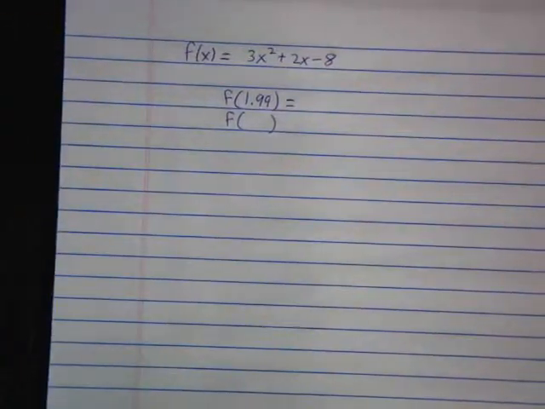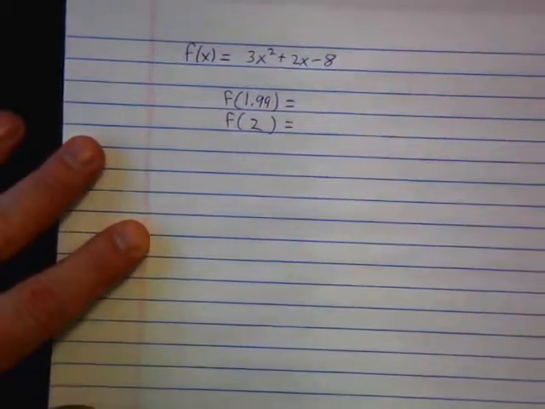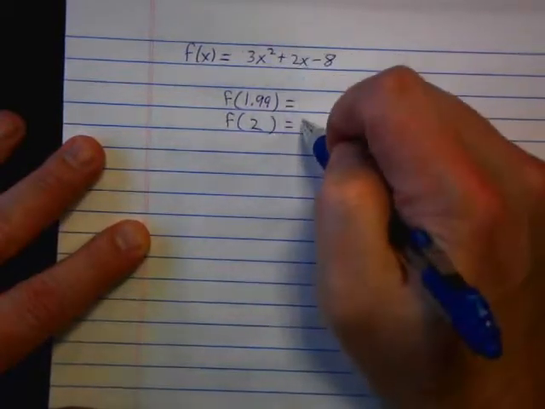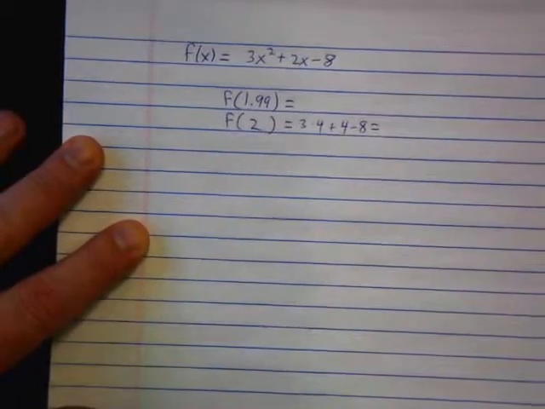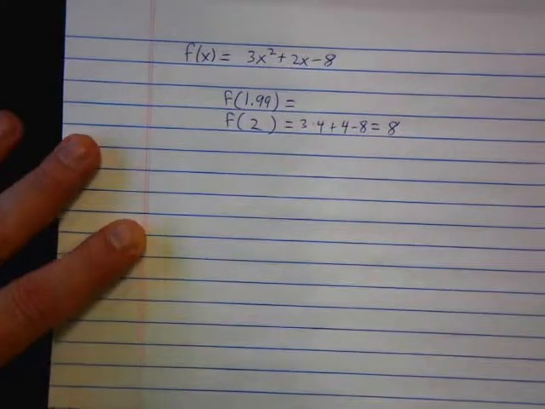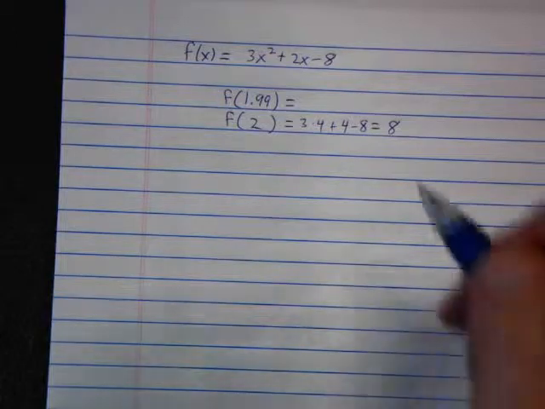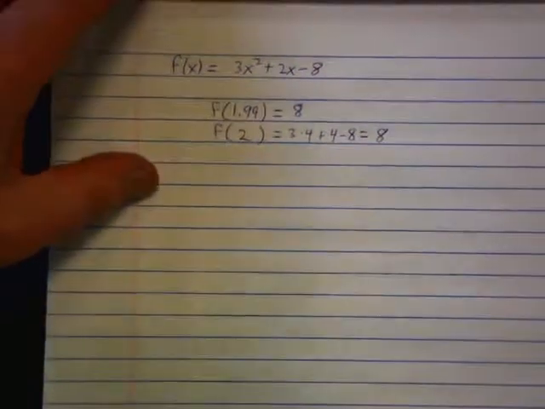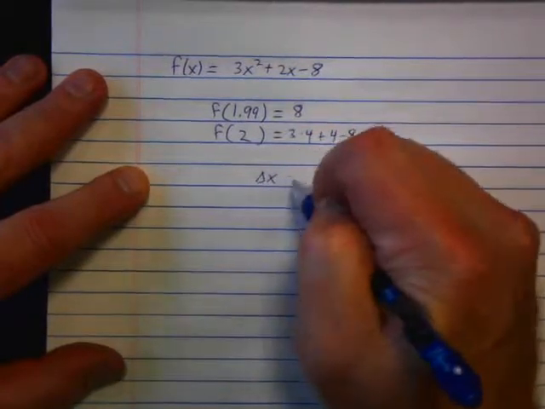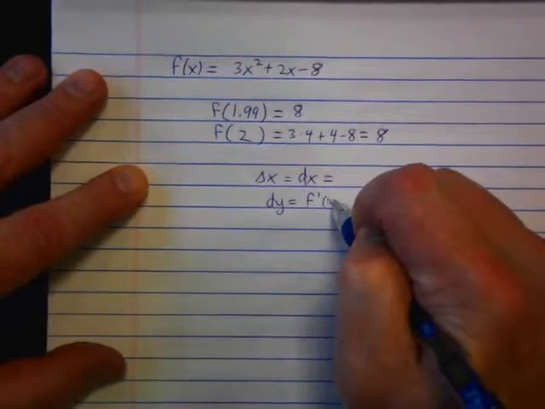What's a number close to 1.99 that I could plug in easily? 2. All right, so I could plug in 2, and I could do that pretty easily. That's 3 times 4 plus 4 minus 8. That's 8, correct? So f at 1.99, that's going to be close to 8. The question is, how close? All right, so I need to know my delta x, which is my dx, and then I need to find my dy, which is f prime at x dx.